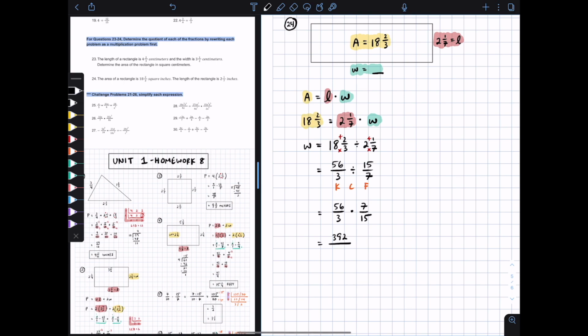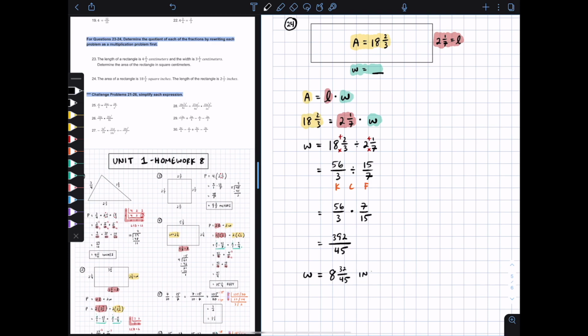392 over, and then 3 times 15 is going to be 45. So let's see. 360 would be, I think, 8 times this goes in. I think 8 times 45 is 360, so it goes in 8 whole times. That's 360. And we have 32 left over. So 32 over 45. And so that, I think, would be the width of this rectangle.